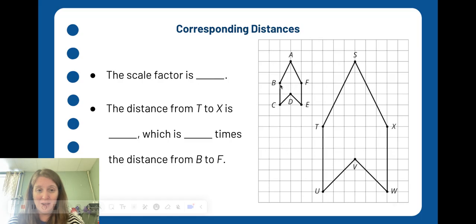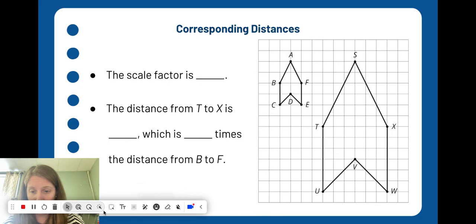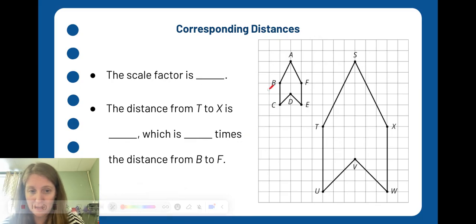So let's look at BC. This right here is 2. Let me use my pen here. And then right here, 1, 2, 3, 4, 5, 1, 2, 3, 4, 5, 6. The distance here is 6. So 2 times what would give you 6? That would be 3. So the scale factor would be 3. So every single part of this is going to be 3 times bigger than this.